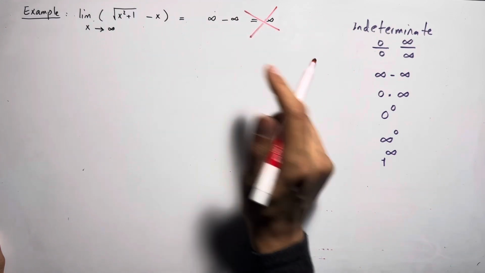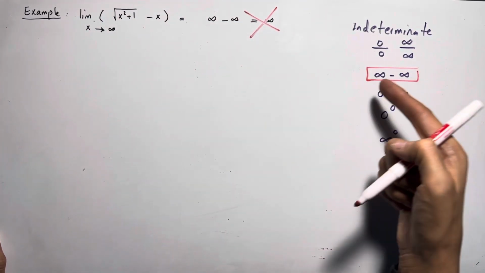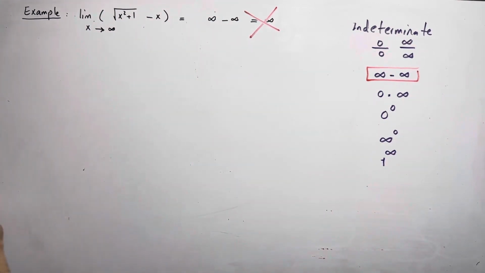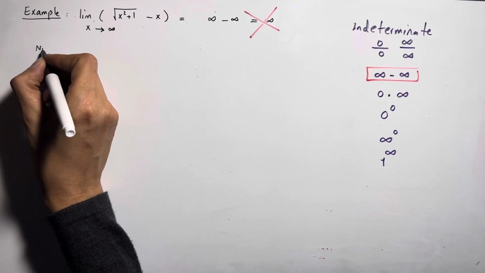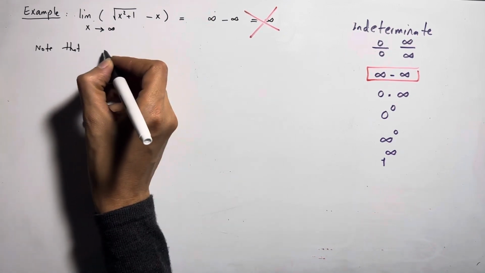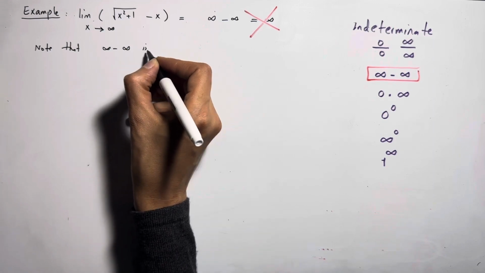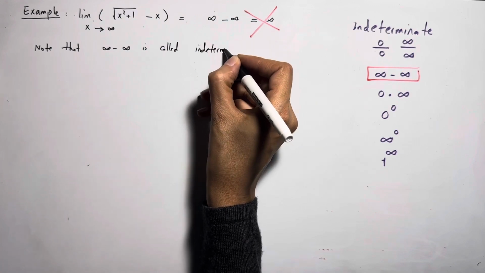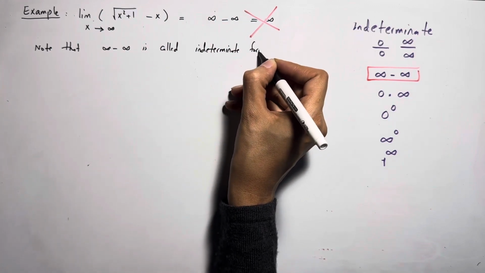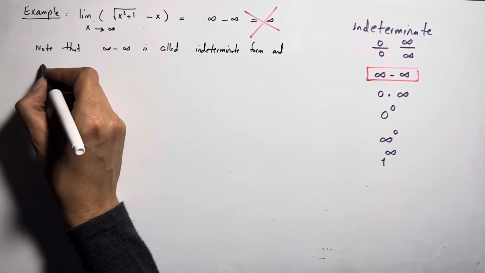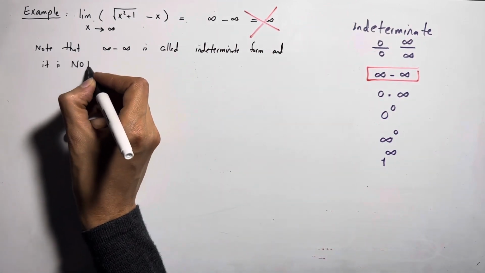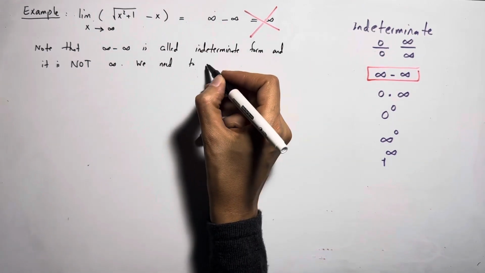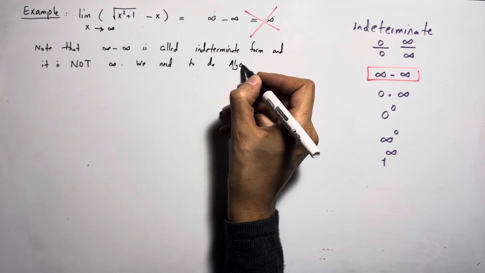When you have infinity minus infinity, this is an indeterminate form. What's the meaning of that? It means that you have to do a little bit of algebra here. So note that infinity minus infinity is called indeterminate form, and it is not infinity. We need to do algebra here.